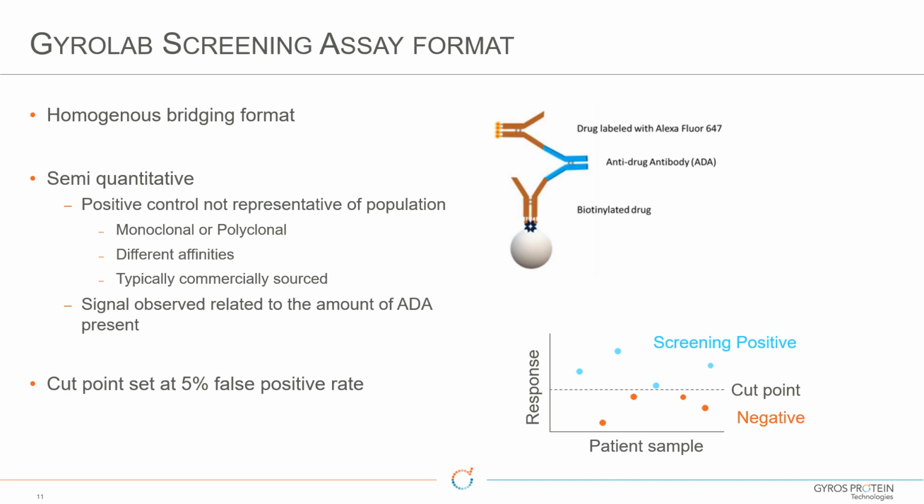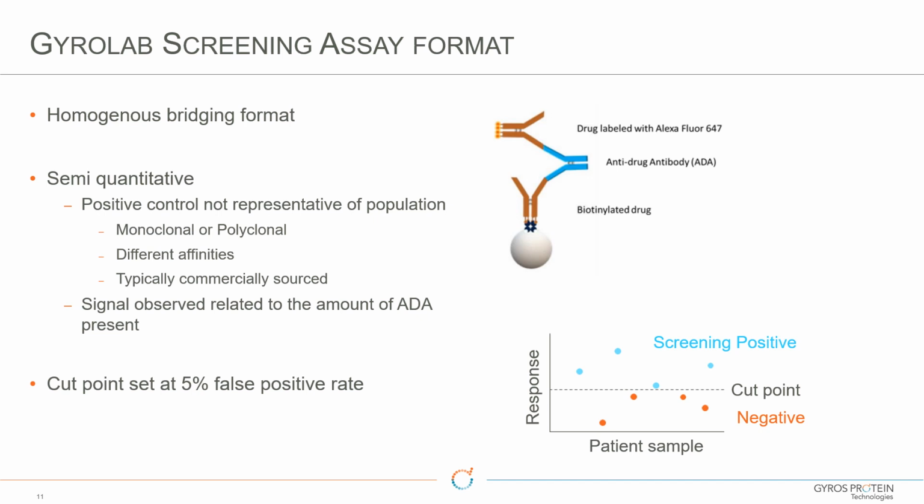So looking at the screening assay format on the Gyrolab in more detail, we normally recommend a homogeneous bridging format. The advantage of the bridging format is it allows you to use a positive control from a different species, for example, a rabbit polyclonal or goat polyclonal, and you can use the same assay because any antibody will bind the drug. It also allows you to measure different isotypes, IgM, IgG, etc. All can be detected in the same assay.